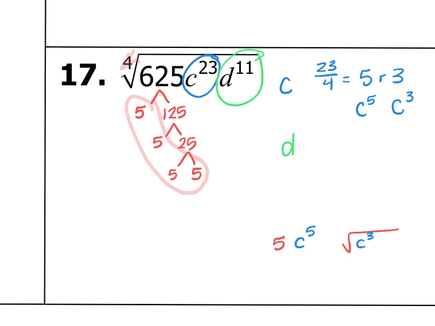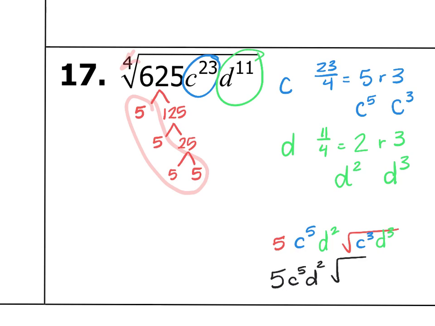And for D, I'll have 11 over 4, which is 2 remainder 3. So I'll have D squared on the outside and D to the 3rd on the inside. So my final answer is 5C to the 5th D squared times the 4th root of C cubed D cubed.